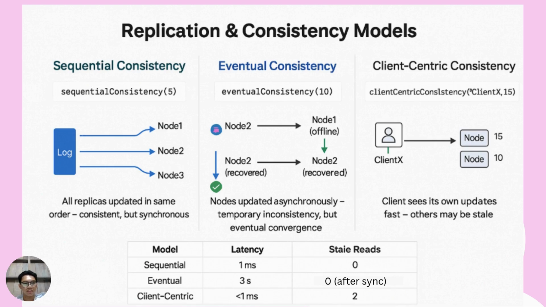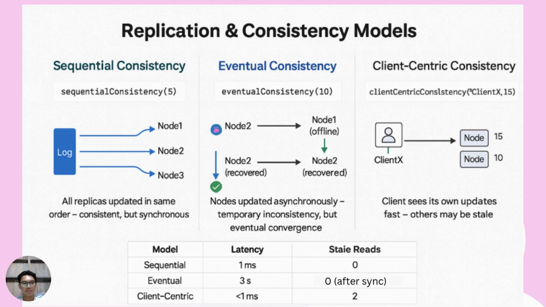Next is eventual consistency. This one is faster but less strict. For example, eventual consistency 10 sends the value 10 to all nodes, but not at the same time. Maybe node 1 is offline, so nodes 2 and 3 update. Later on, node 1 will catch up. It's okay for the nodes to be different for a while. They will match eventually.